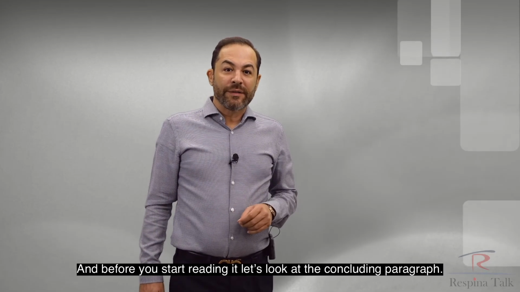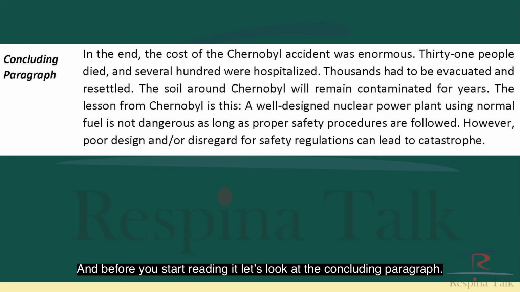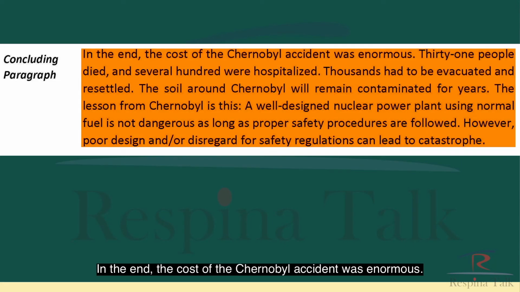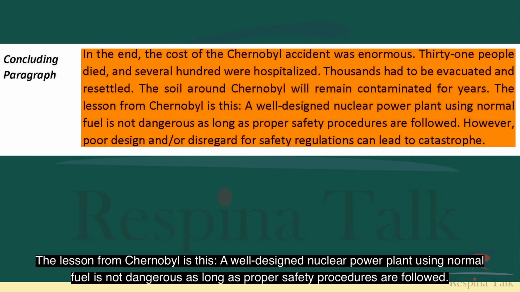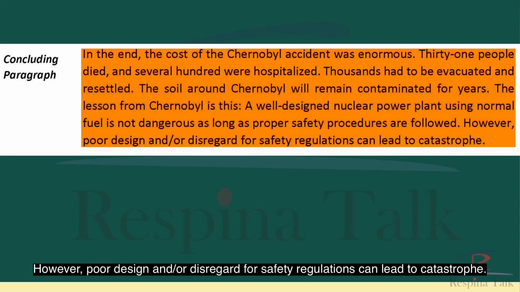And before you start reading it, let's look at the concluding paragraph. In the end, the cost of the Chernobyl accident was enormous. 31 people died and several hundred were hospitalized. Thousands had to be evacuated and resettled. The soil around Chernobyl will remain contaminated for years. The lesson from Chernobyl is this: a well-designed nuclear power plant using normal fuel is not dangerous as long as proper safety procedures are followed. However, poor design and/or disregard for safety regulations can lead to catastrophe.